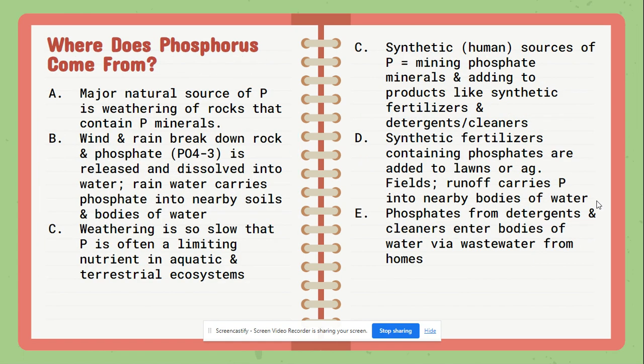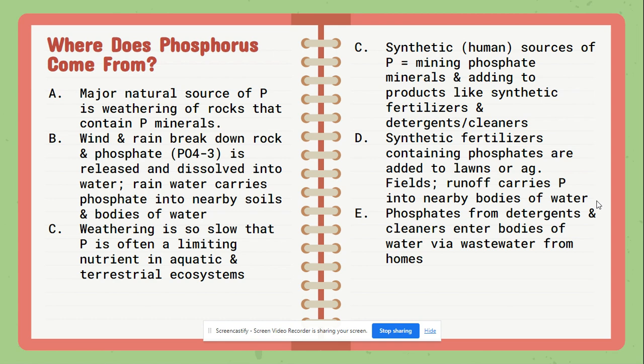Some major natural sources of phosphorus is the process of weathering from rocks. So that's when we see actual rock breaking down, usually due to maybe wind or rain. Sometimes we can get chemical weathering, physical weathering. Now, the process of weathering, though, is a very slow process. So once again, that's part of the reason why it is a limiting factor for a lot of living organisms.